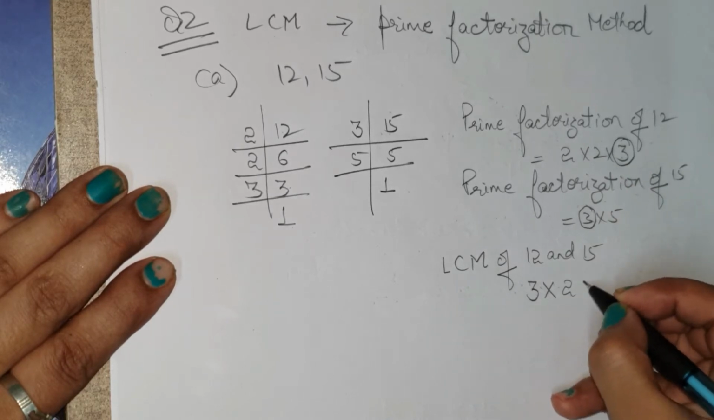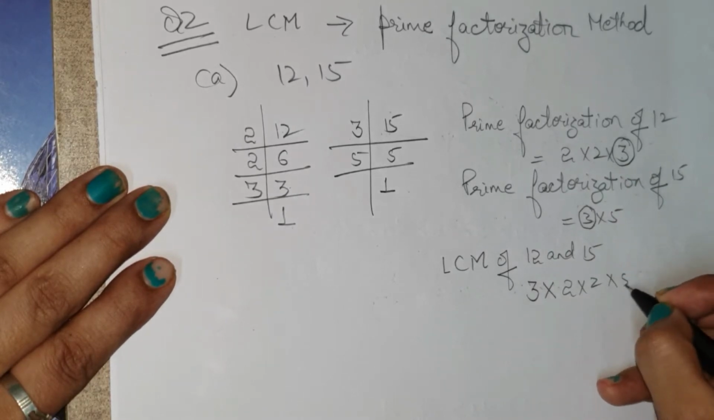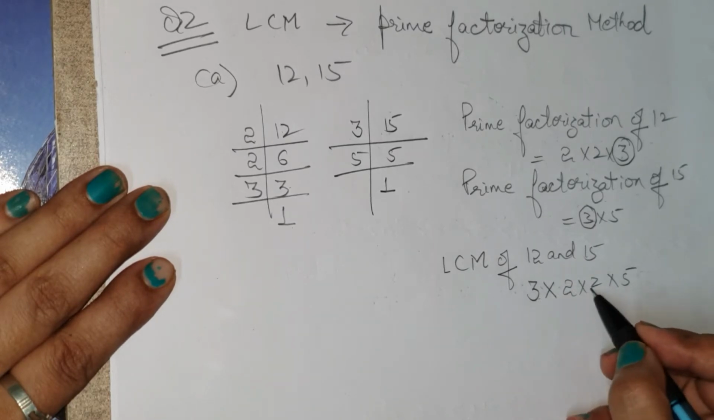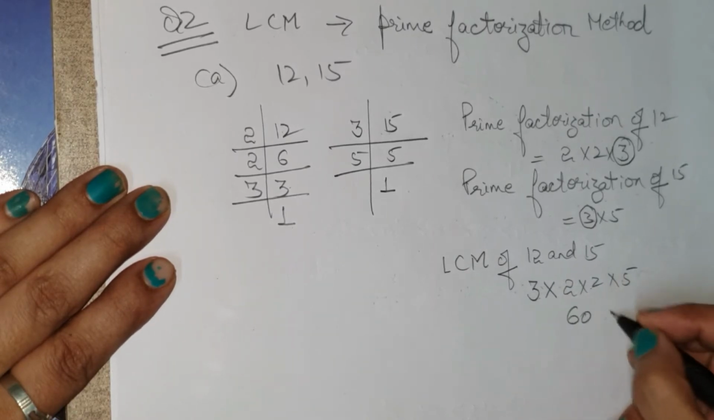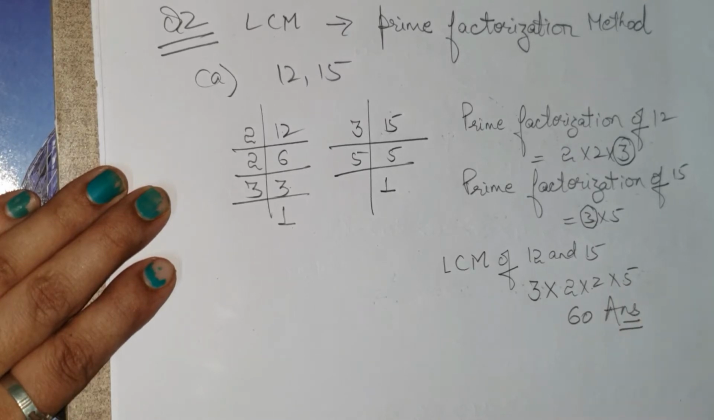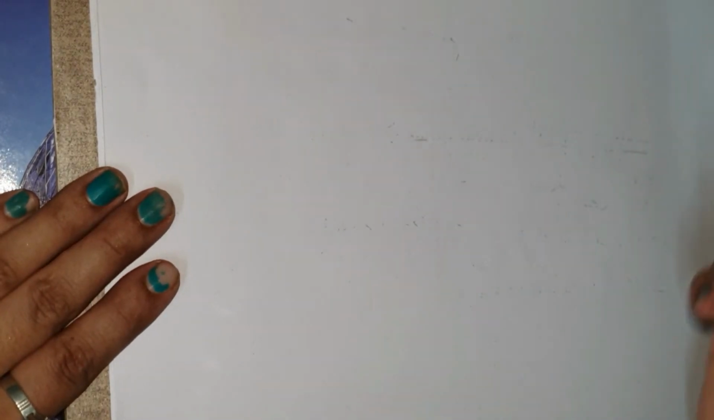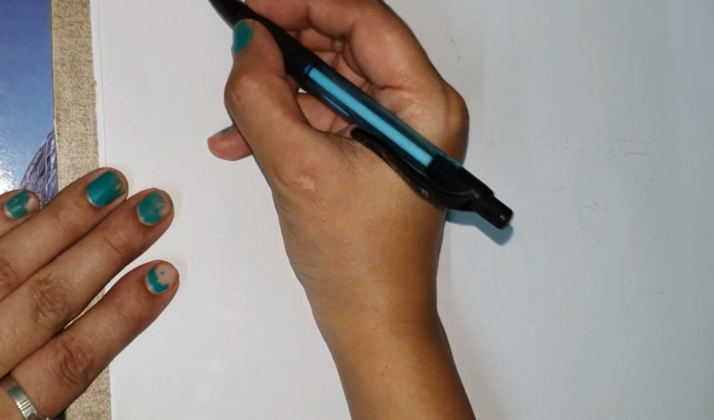So we will take these numbers also, 3 into 2 into 2 into 5. So 3 twos are 6, 6 twos are 12 and 12 fives are 60. So this will be the answer of LCM using the prime factorization method. Okay, pay attention to the next part, then it will be more clear.